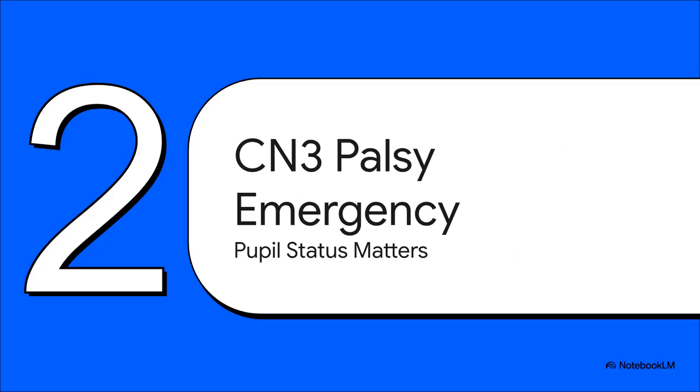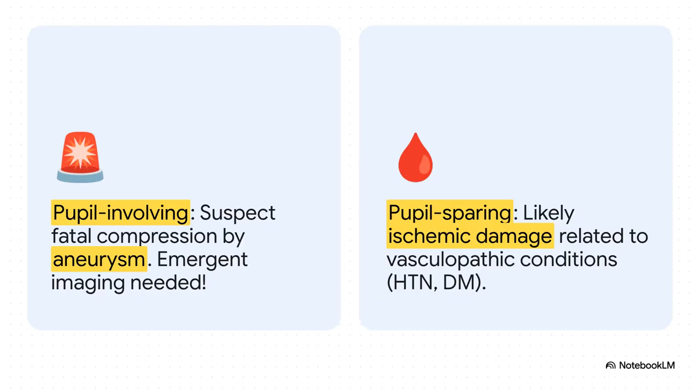Moving right along to Section 2, the CN3 palsy emergency. Let's move backwards slightly into the subarachnoid space, where the nerve is traveling between the brainstem and the cavernous sinus.